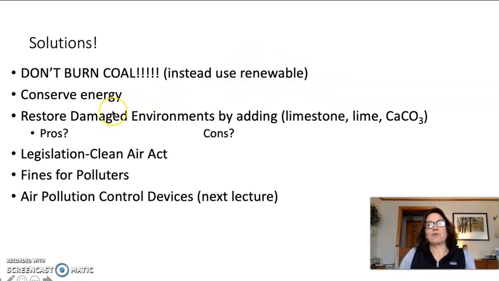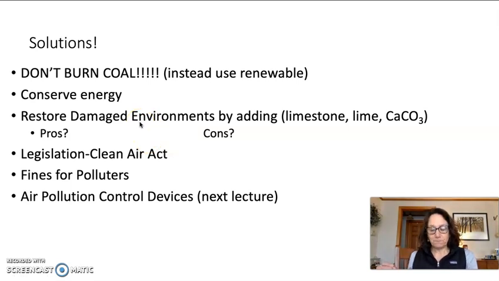I could even, as a solution, say conserve electricity. I could buy an Energy Star appliance and have to burn less coal to generate less electricity and have less SOx emissions. I can restore a damaged ecosystem by adding lime.